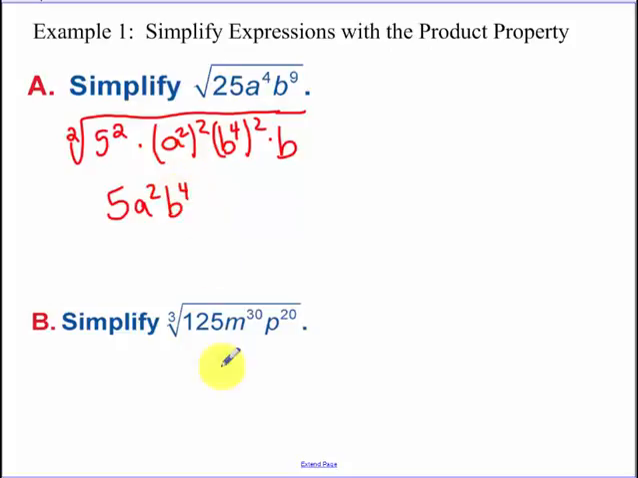Now, I've taken care of this term, I've taken care of this term, I've taken care of this term. I have a b here left over underneath my radical, so that stays inside the radical.